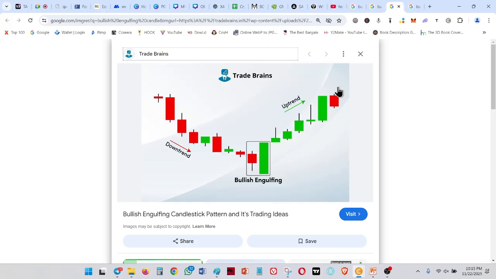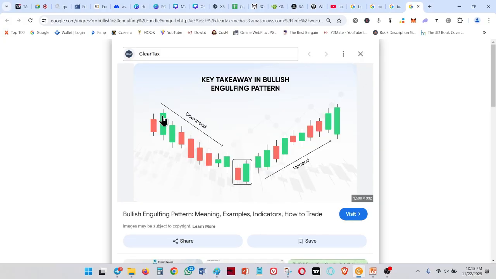If you go next, look at the same thing here. After this massive dump from the market, we have a small red and a big green. What happened? The market pumped to the top. If you come here again, look at it, the same thing. After this massive downtrend, we have a green that is bigger than the red. What happened? The market pumped to the top.